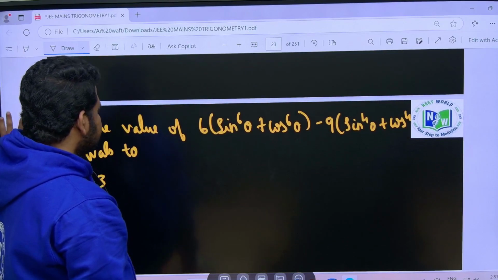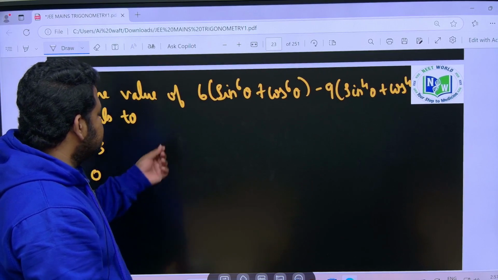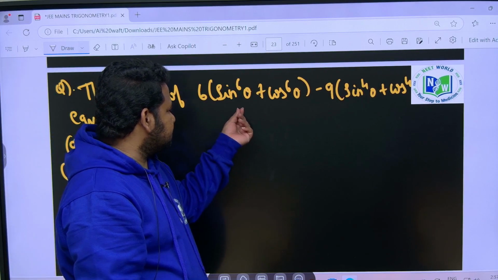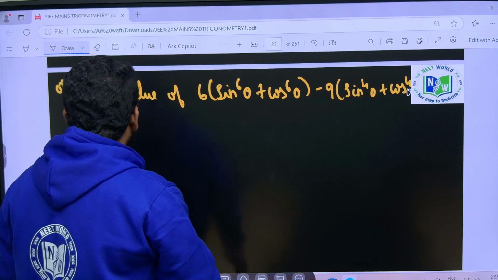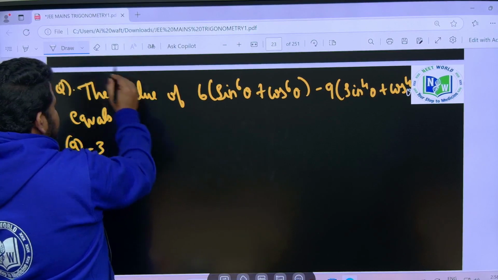Next, find the value of 6 into sin to the power of 6 theta plus cos to the power of 6 theta minus sin to the power of 4 theta plus cos to the power of 4 theta. This is such a big expression they have given. How to solve? It's a very simple question, similar to the previous one, but with little changes.